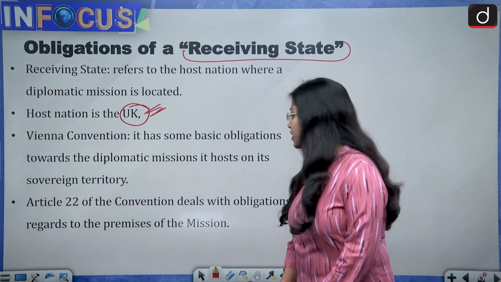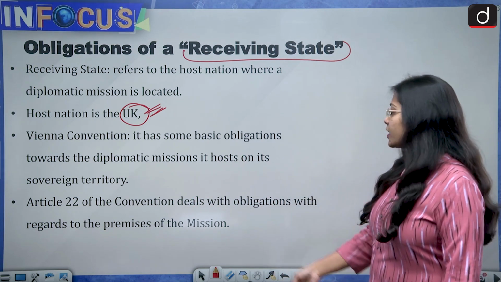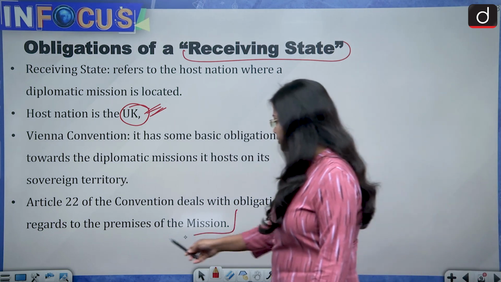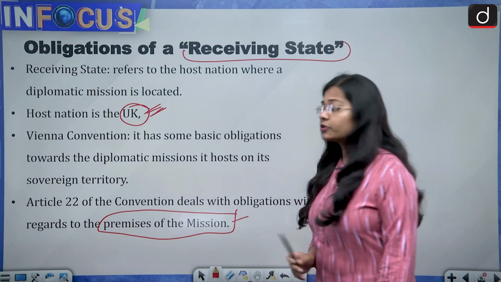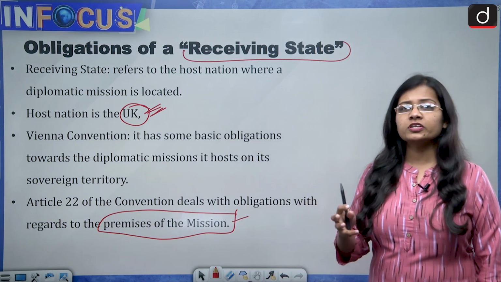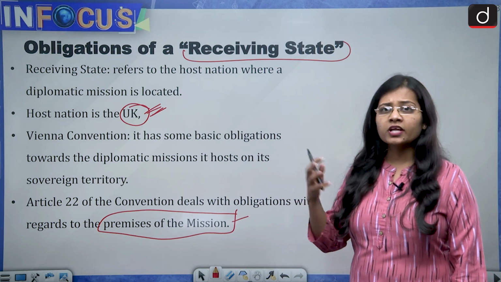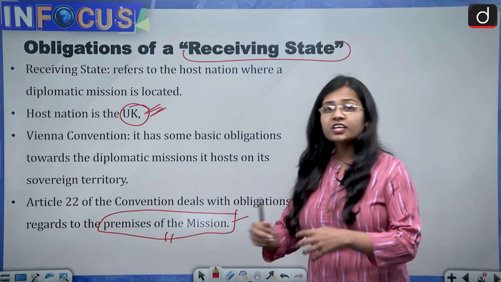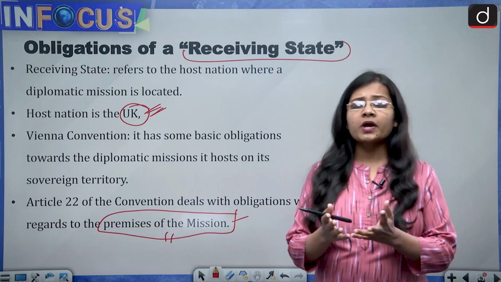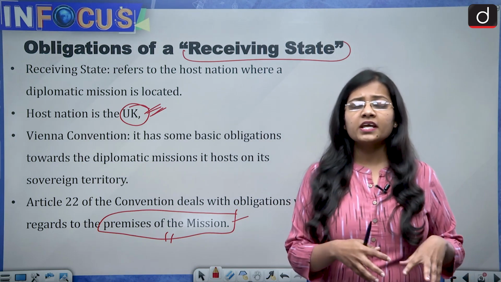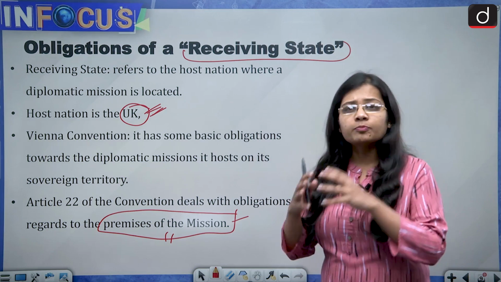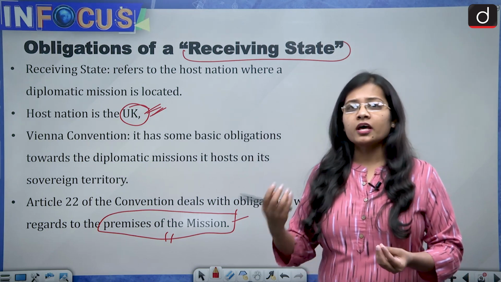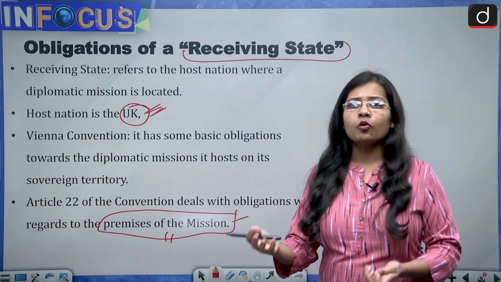Article 22 of the Vienna Convention deals with the obligations with regard to the premises of the mission. Premises of the mission means the High Commission of the other country, or in the UK, the High Commission of India or the Indian Embassy. Proper decorum and discipline needs to be maintained in the embassy, and the responsibility for the security of that embassy or the High Commission stays with the host country.